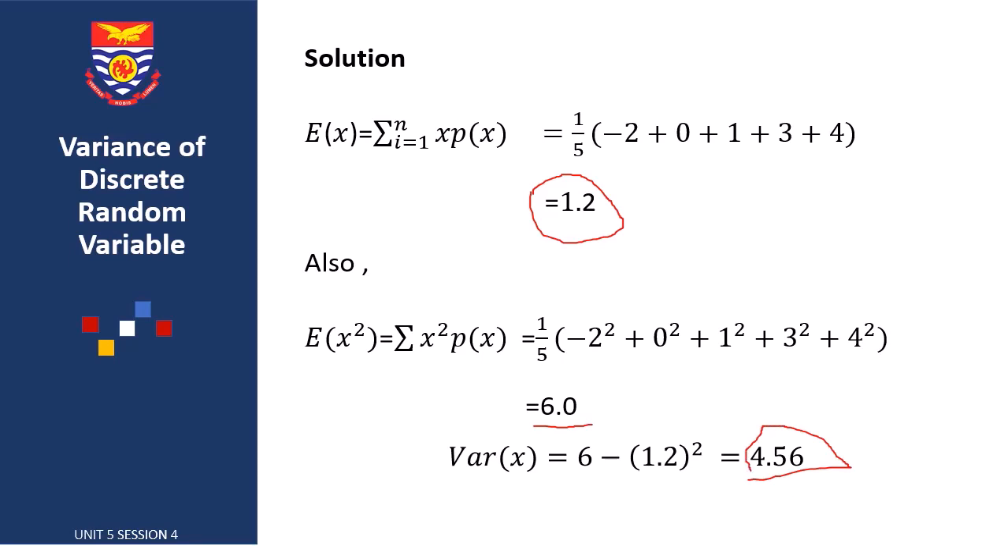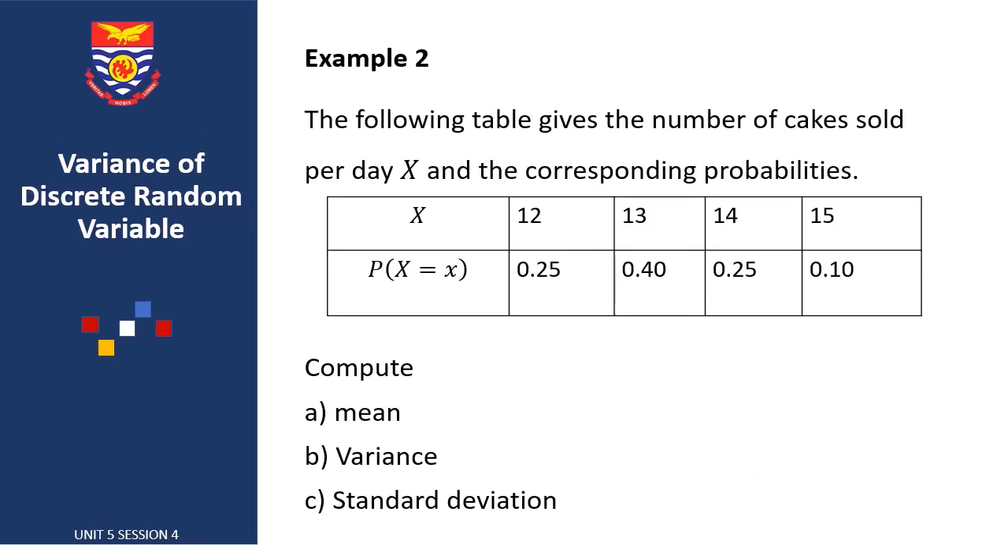But let's do one more example. Example 2. The following table gives the number of cakes sold per day x and the corresponding probability. So the x are the days, that is 12, 13, 14, and 15. And each has its own corresponding probability. Now what are we to do?